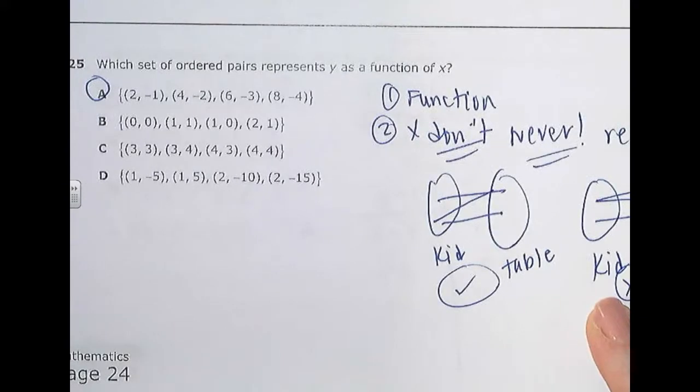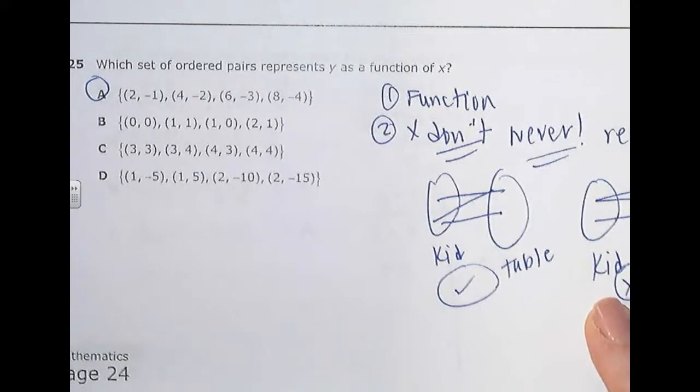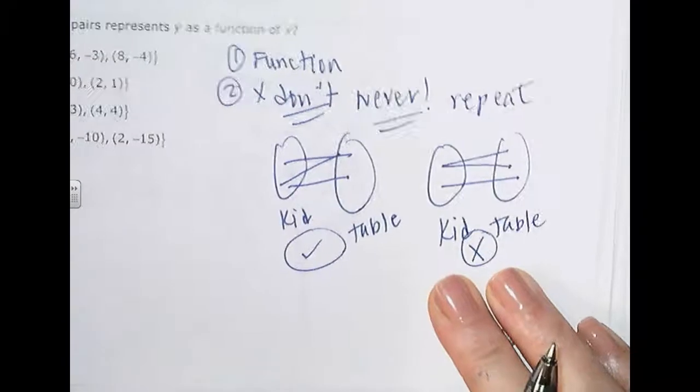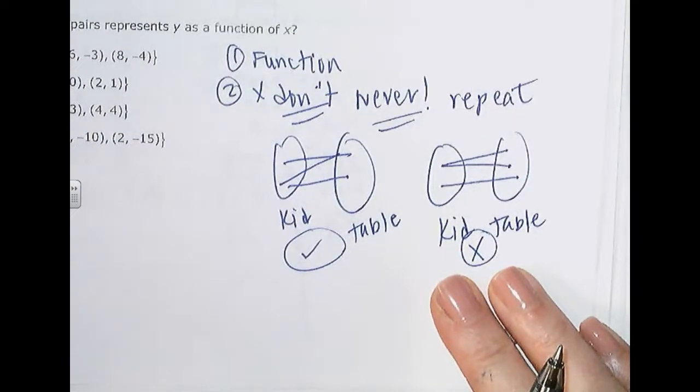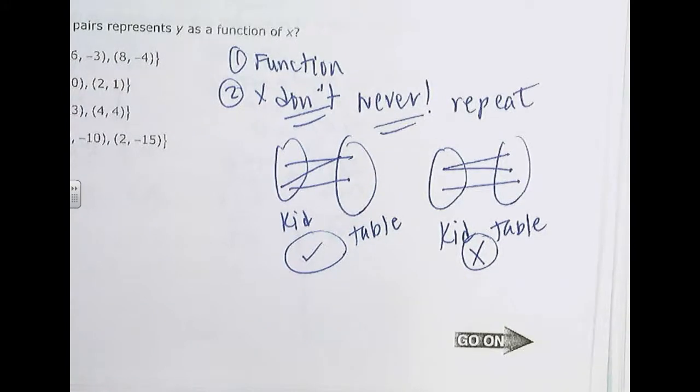Next, question 25. Which set of ordered pairs is a function? Y'all should be good at functions. So, what are our 1, 2, 3s? Number 1, function. How'd you guess? Number 2, X's don't repeat. Never, ever, ever. Now, I drew you a picture of some mapping just in case you need that info.